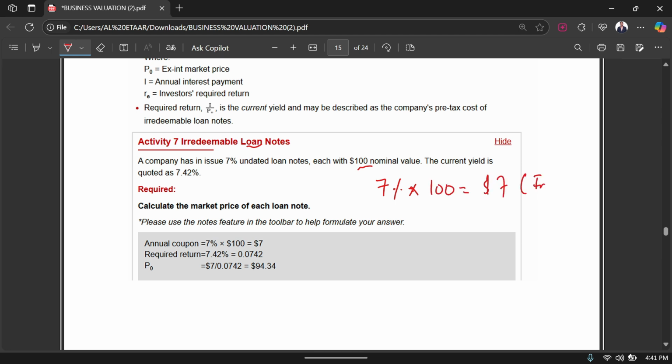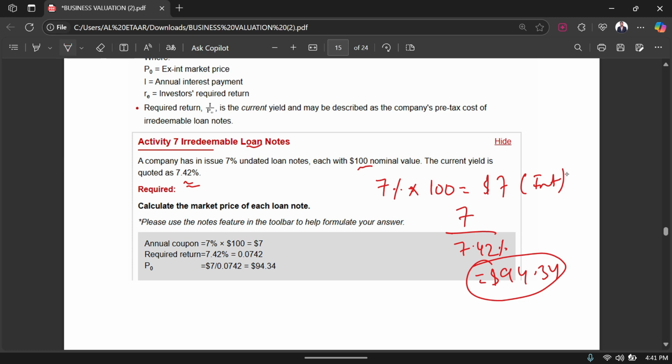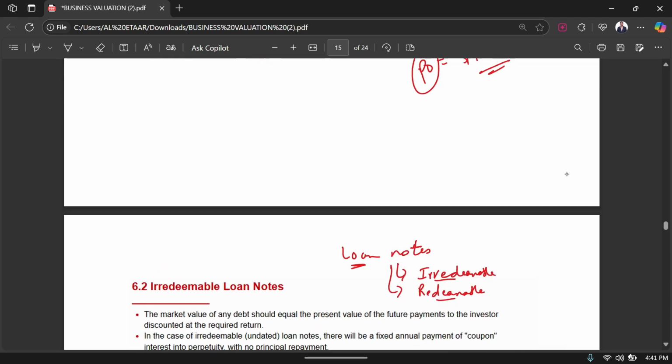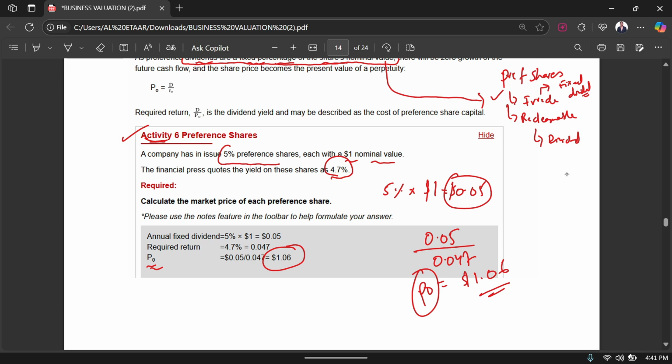That's my interest, right? And now I'm going to divide the interest by the yield, or you can say the return, which is 7.42%. So 7 divided by 7.42%. That's going to give me $94.34. So you see how similar the irredeemable loan note is to the preference share, right?